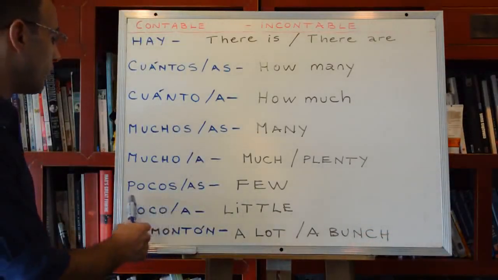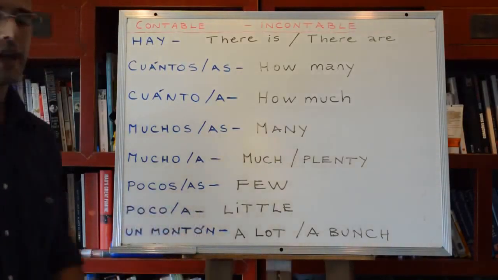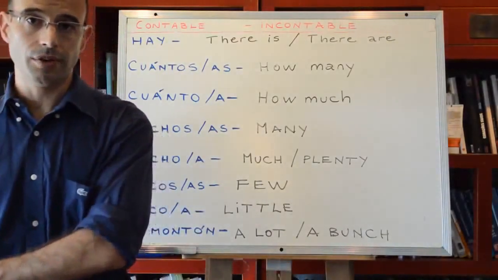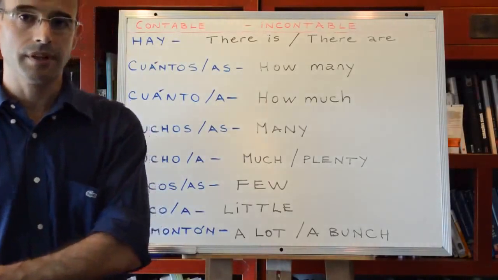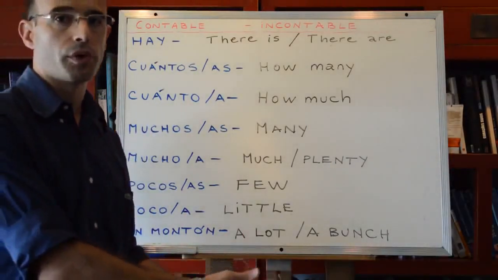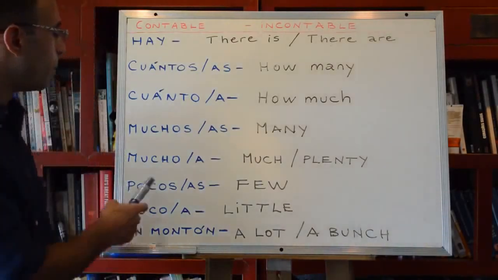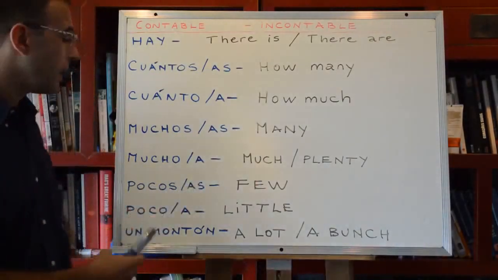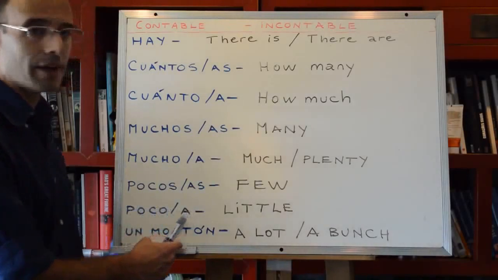And for uncountable would be hay poco dinero. There is little money. Hay poca agua. There is little water. Okay? So pocos and pocas countable, poco and poca uncountable.